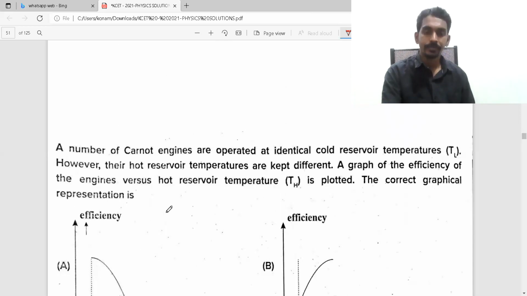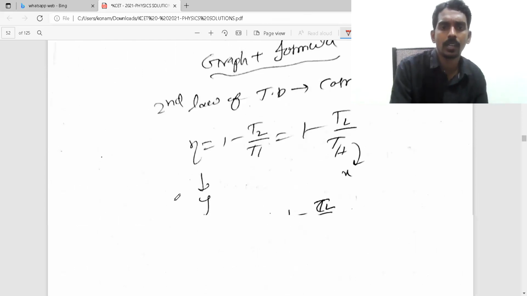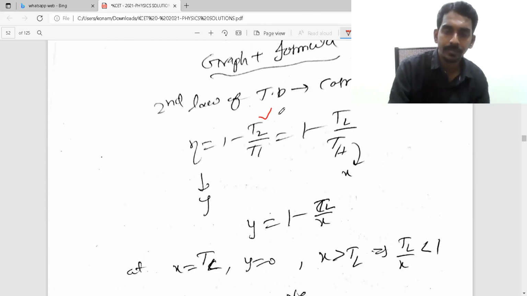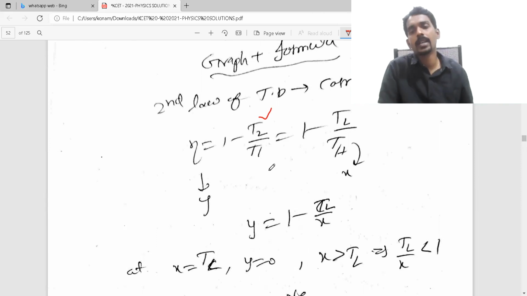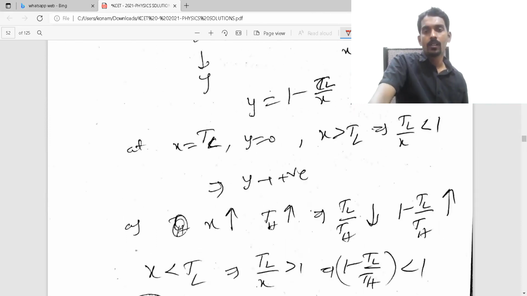Now, it is based on efficiency. Efficiency of a Carnot engine is 1 minus T2 by T1, where T2 is sink, T1 is source. So low temperature by high temperature. Now here you need to understand that low temperature is fixed. So what is changing here is high temperature, I mean source temperature.